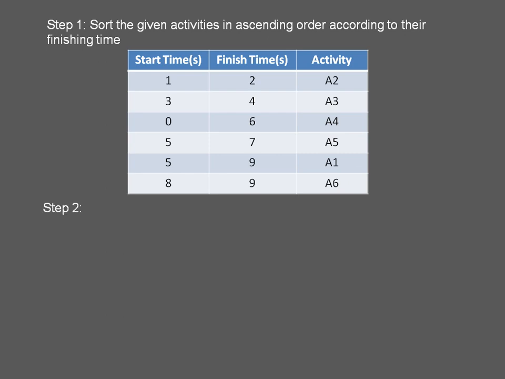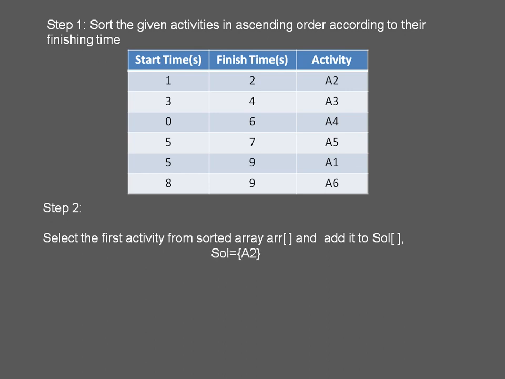In our second step we select the first activity from the sorted array, and we add that first activity to the solution. So here our first activity is A2. We select this first activity A2 and add it to the solution. So here our solution is A2.